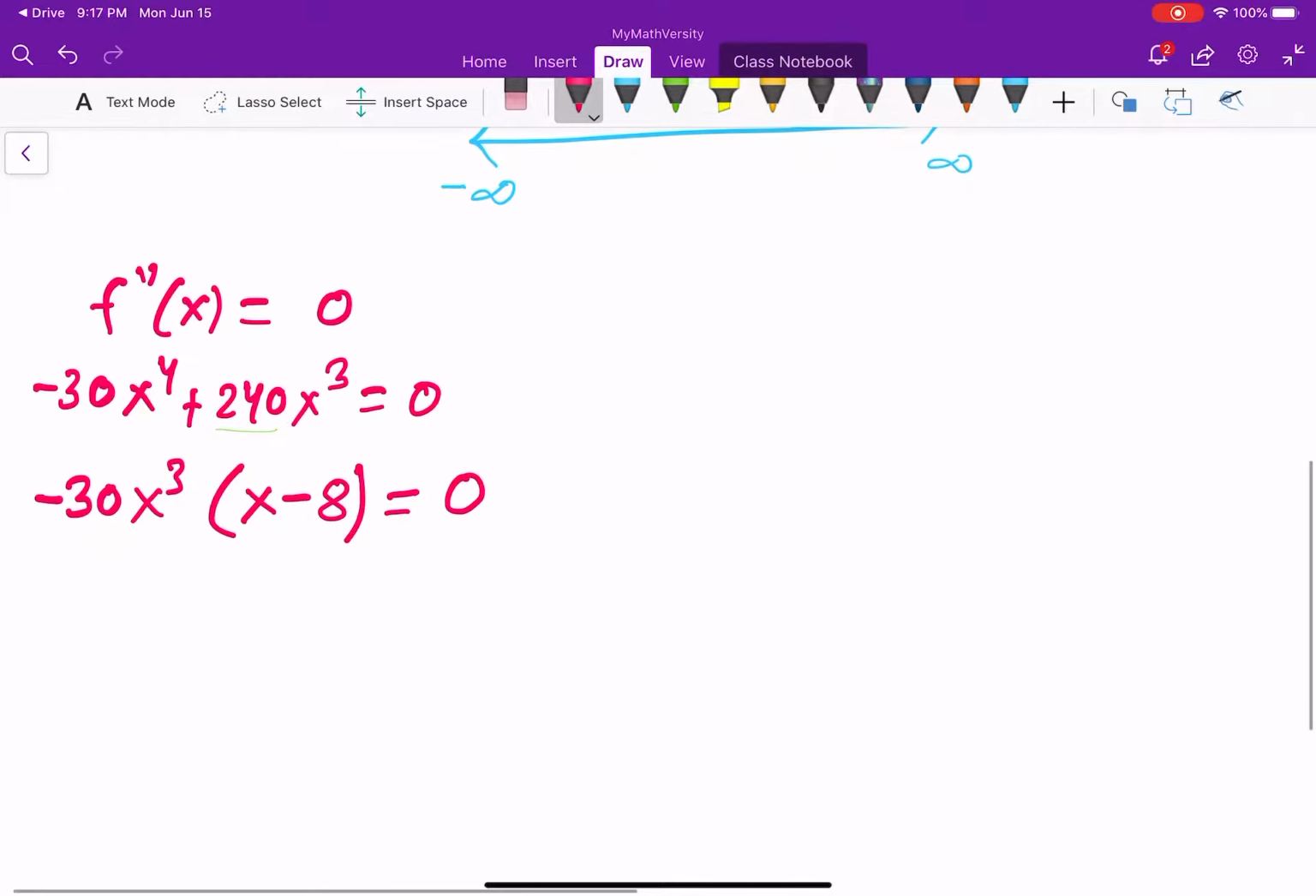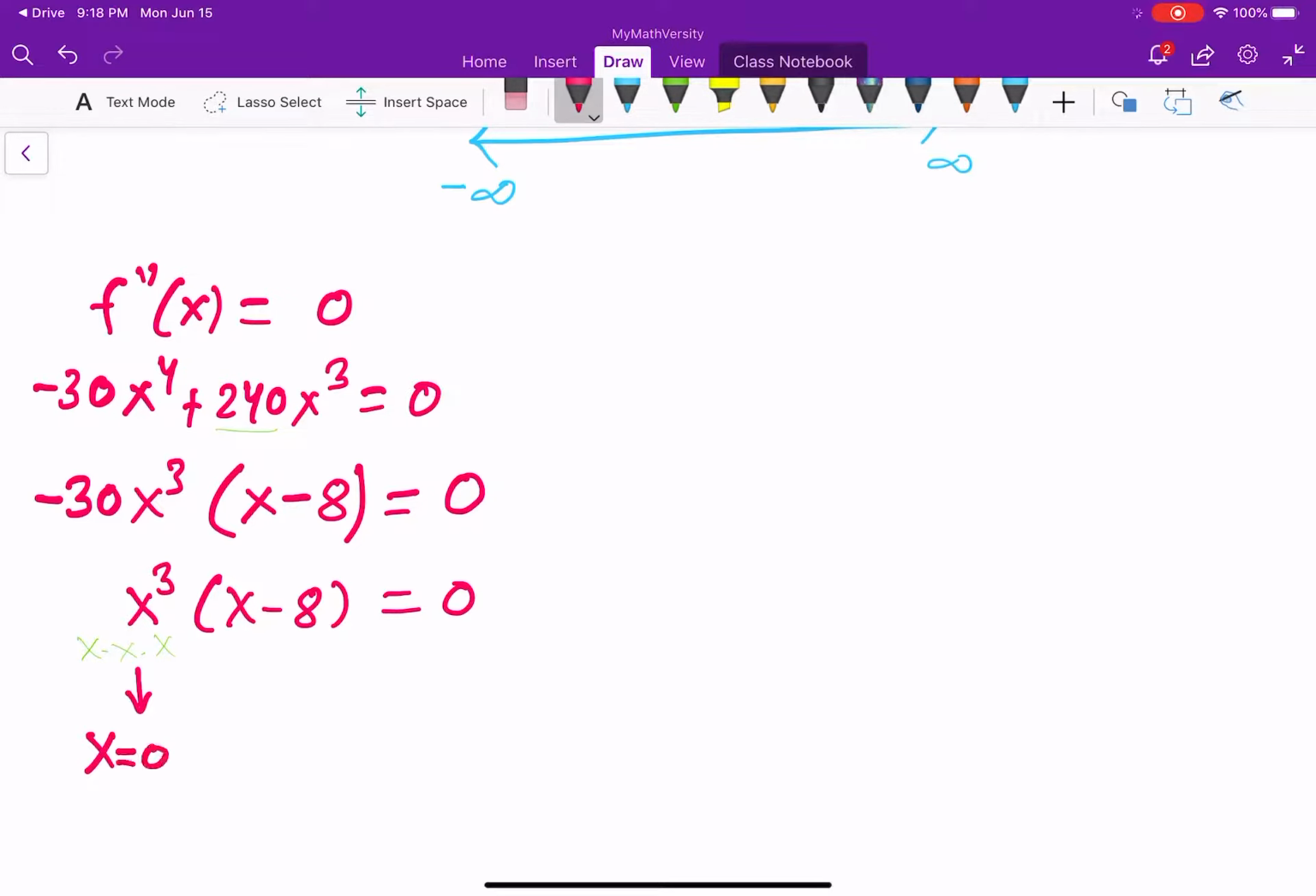So how do you solve this equation? We can divide by -30 on both sides. Then we get just x cube times x minus 8 equal to 0. But x cube means what? x times x times x, right? And that gives the solution x equal to 0. That's the only solution we get from that factor. From the other factor we get x equal to 8. These are the solutions of this equation. And what does that mean? The second derivative is 0 at these two numbers, at x equal to 0 and x equal to 8.